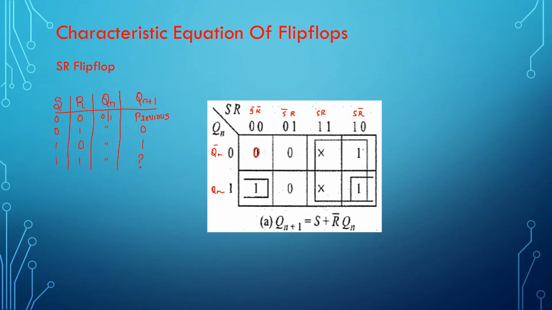So this is how we are going to fill the K-map of the SR flip-flop. This will be the input, this will be the present state, and the data filled inside the K-map will be the next state it is going to exhibit, based on the input you provide and based on the previous data stored in the flip-flop.